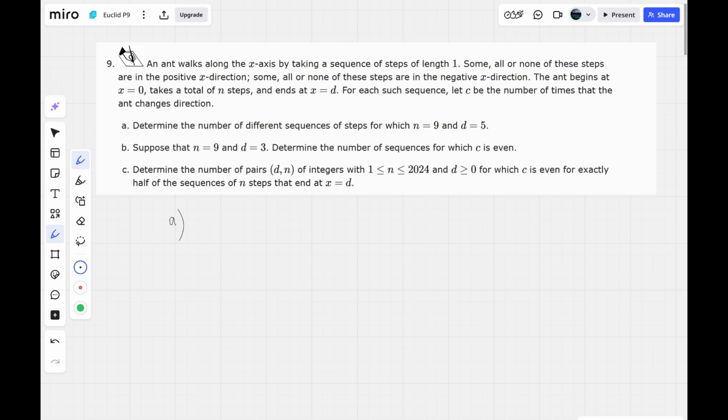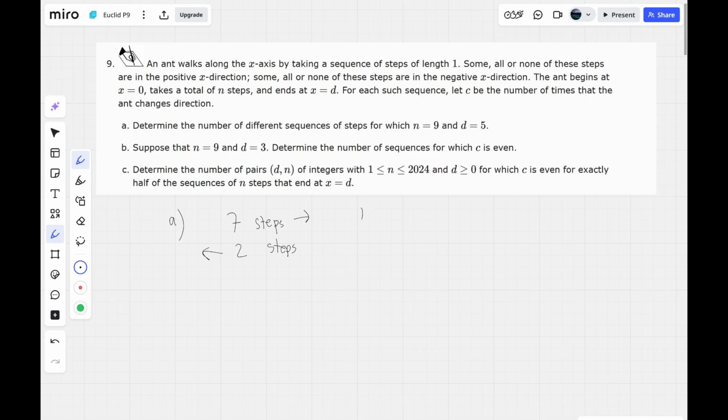And we can first start by finding how many steps to the right it takes and how many steps to the left it takes. Notice the sum of the number of steps to the right and the steps to the left is 9, and their difference, which is the distance that the ant covers, is 5. You can solve that, and you can easily see that you must take 7 steps to the right and 2 steps to the left. That's the only way for you to, using 9 steps, reach a distance of 5.